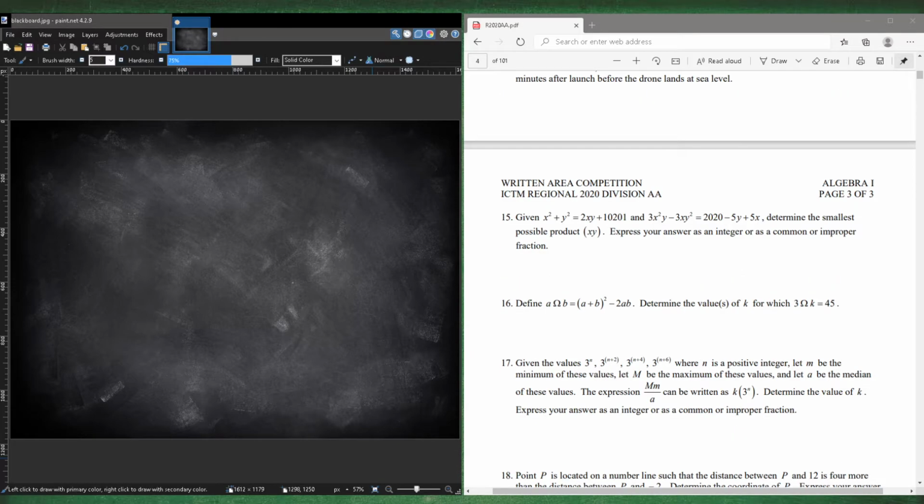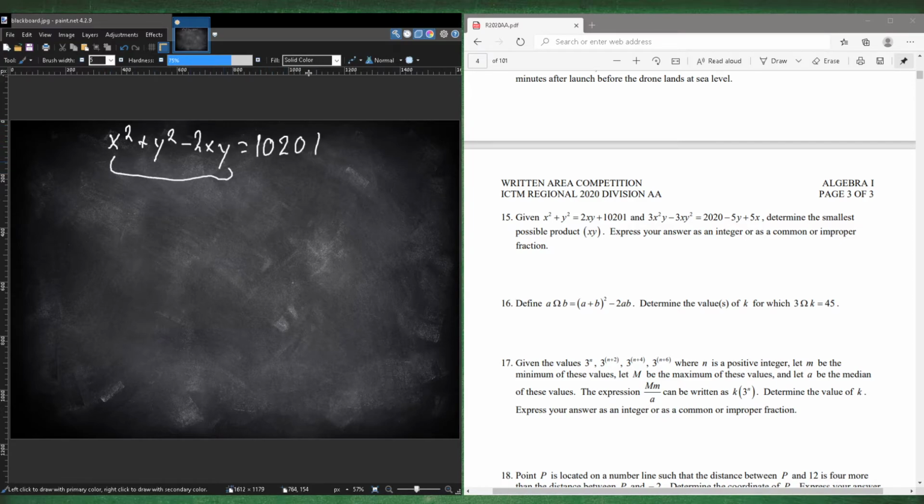Okay, number 15. Given x squared plus y squared equals 2xy plus 10,201 and 3x squared y minus 3xy squared equals 2020 minus 5y plus 5x, determine the smallest possible product xy. Okay, so I usually like to put all the variables on one side. So we have x squared plus y squared minus 2xy equals 10,201.